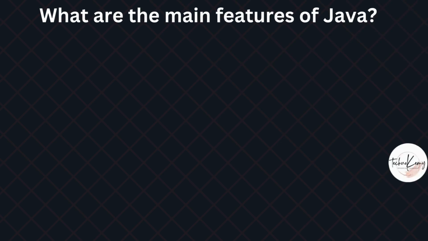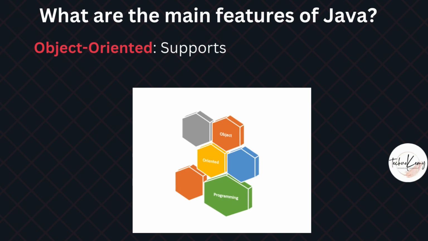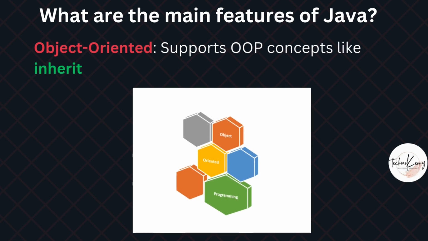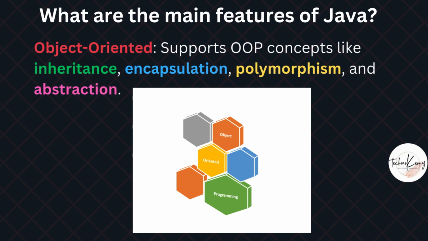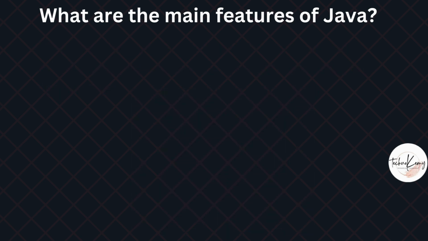What are the main features of Java? The first one is object-oriented. Everything in Java is an object. It supports object-oriented programming concepts like inheritance, encapsulation, polymorphism, and abstraction.